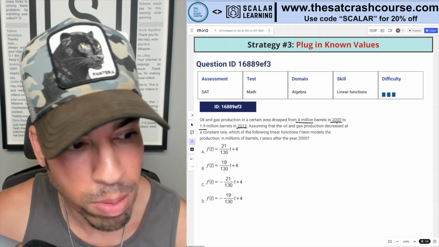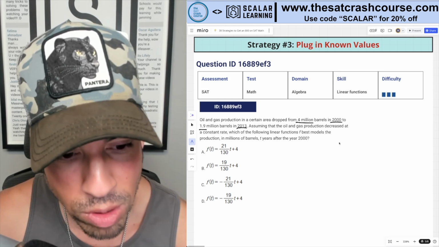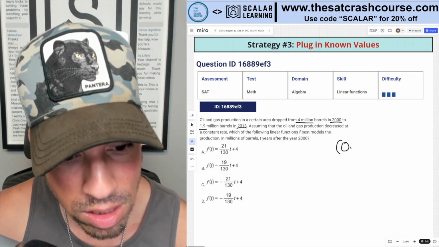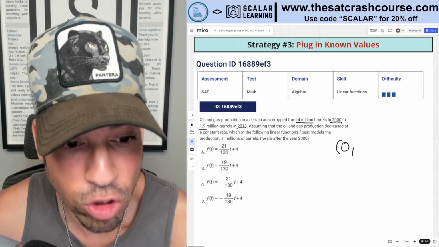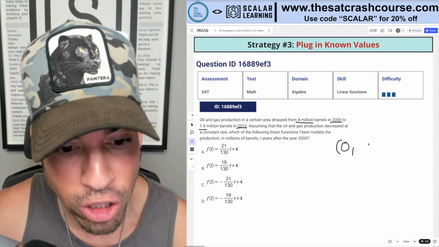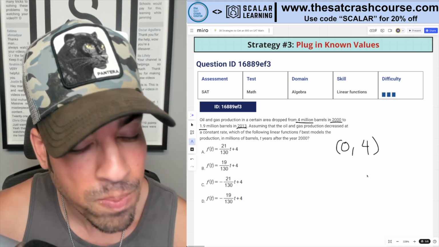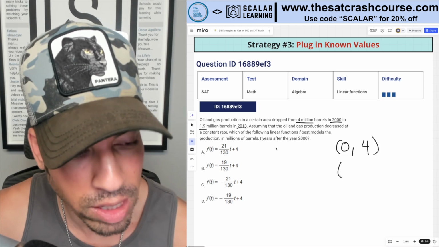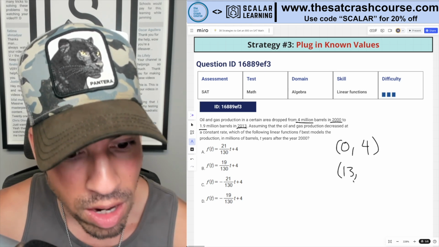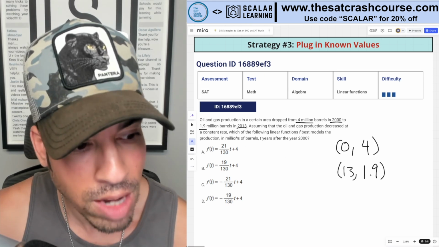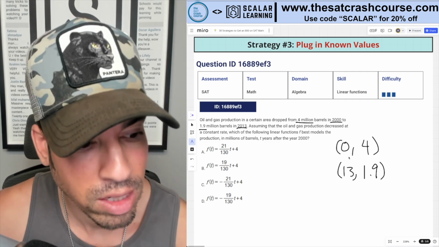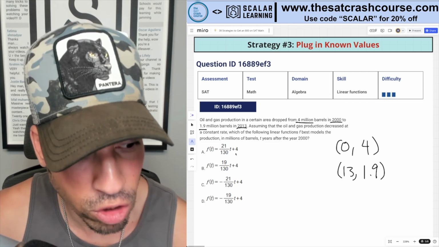So here's the cool part, right? If we're saying t years after 2000, I know when I plug in 0, that's 0 years after 2000, I should get 4. I also know that when I plug in 13, 13 years after 2000, I should get 1.9. So now I can look through these equations and see, for which of these equations when I plug in 0 do I get 4?